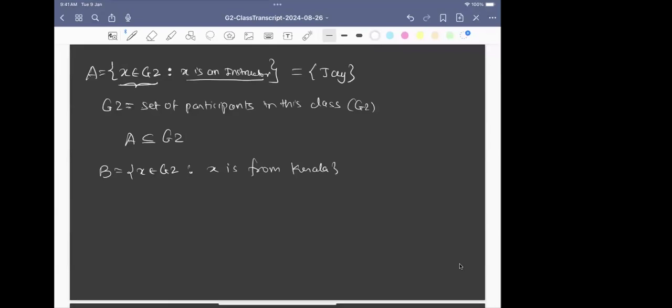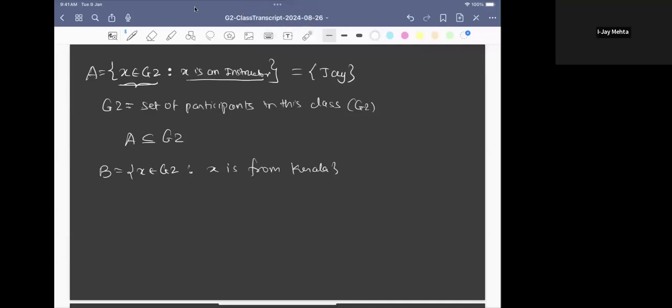Jay, I think there is some issue. Screen not visible? Yeah, now it is fine. Okay. Power is back anyway.